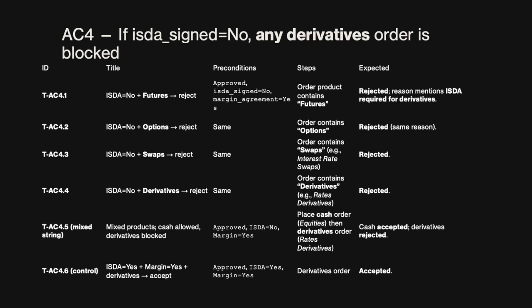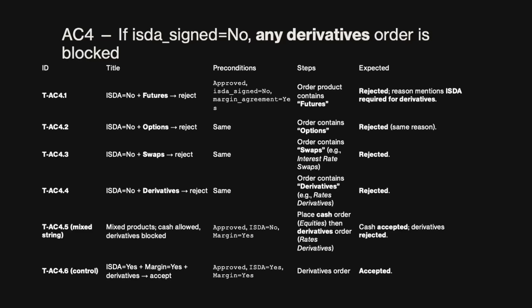The same client can place a cash order, for example equities, successfully, but the derivatives leg is rejected. So the rule is precise, not a blanket block on all trading. TAC 4.6, control. Flip ISDA to yes, margin is still yes, and the derivatives order is accepted, proving the rule toggles correctly. Why it matters.